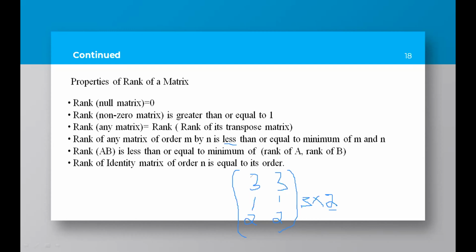Now we check using the row reduced echelon form, making these two elements 0. Just by interchanging the first and second rows, we can write the matrix as 1, 1, 3, 3, 2, 2. Now we have to make this 3 zero and 2 zero. That means what operation do you have to apply? R2 as R2 minus 3R1, is it right?